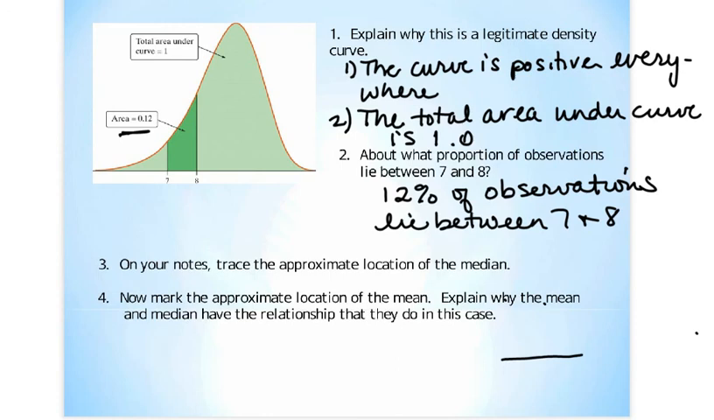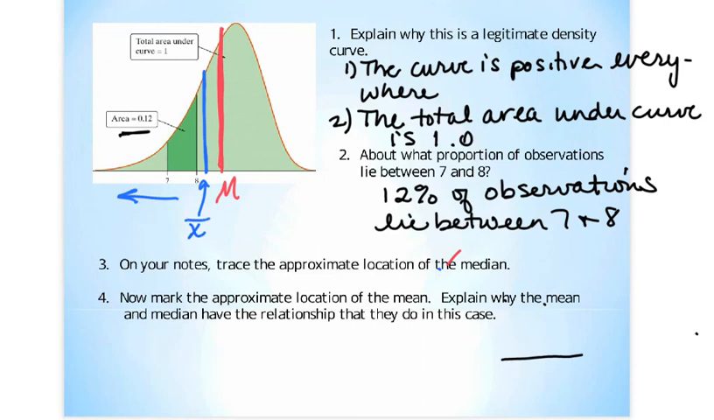All right, so now on your notes, trace the approximate location of the median. Well, the median, we want to be the middle of the values. So it's about right here. This should be the median. I'm going to put an M down here for median. And mark the approximate location of the mean. And how do we know where the mean is? Well, remember, we know that the mean has to be this direction because the tail is that direction. So the mean happens to be somewhere right along in here. So that is my mean.